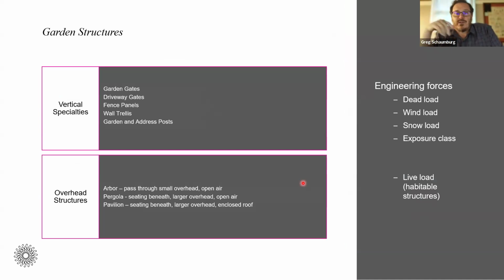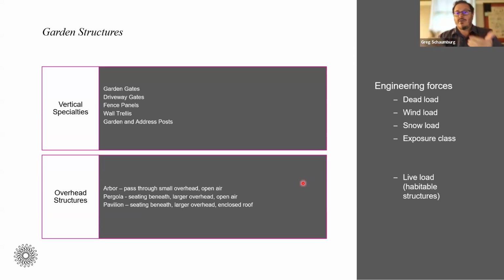Garden and address posts, we'll look at some of those. And then there's overhead structures. The three things that you'll oftentimes see is an arbor. It's basically a small scale thing that's open air, but it's a small scale pass through that accentuates a gateway. You'll see a pergola, which is still open air, but a little larger scale. And then a pavilion, which is open air, but it's got a roof on it.